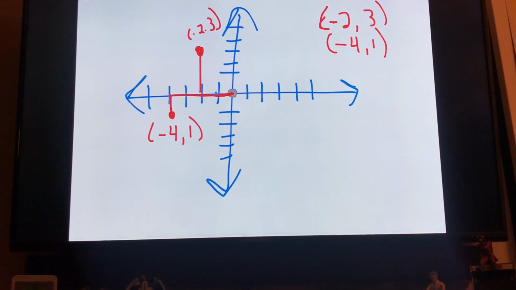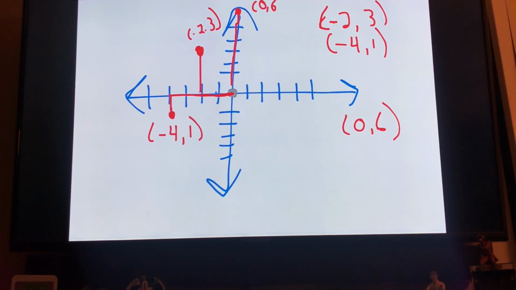It says 0, 6. So I don't have to go anywhere on my x because it's already at 0. But is it positive or negative 6? Well, it's positive, so I've got to go up 6 units. So 1, 2, 3, 4, 5, and 6 will be right here. Sorry, I didn't have 6. So that'd be 0, 6.